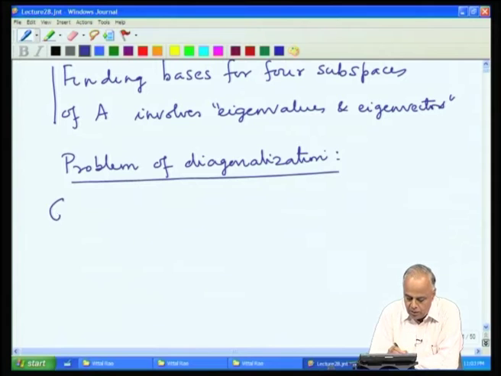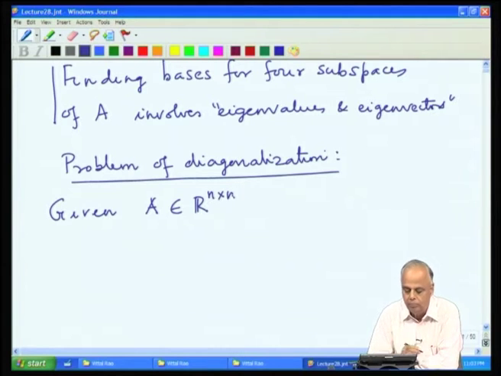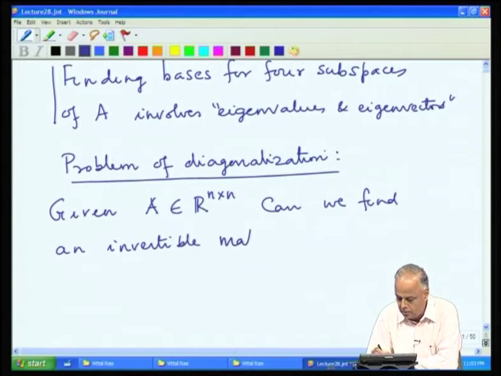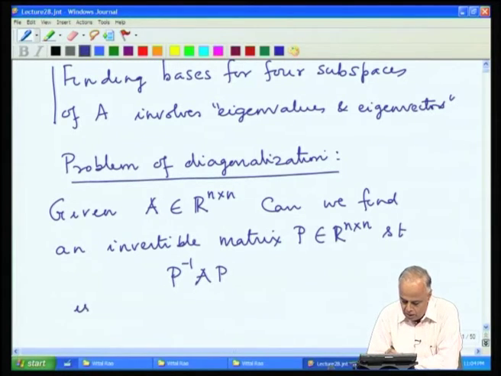The problem is, given a matrix A which is real n by n, can we find an invertible matrix P such that P inverse A P is a diagonal matrix?